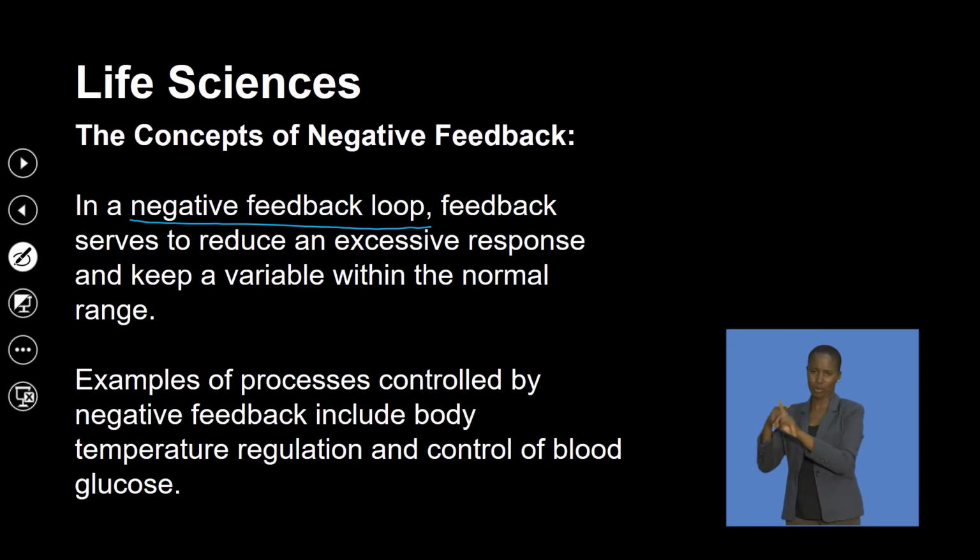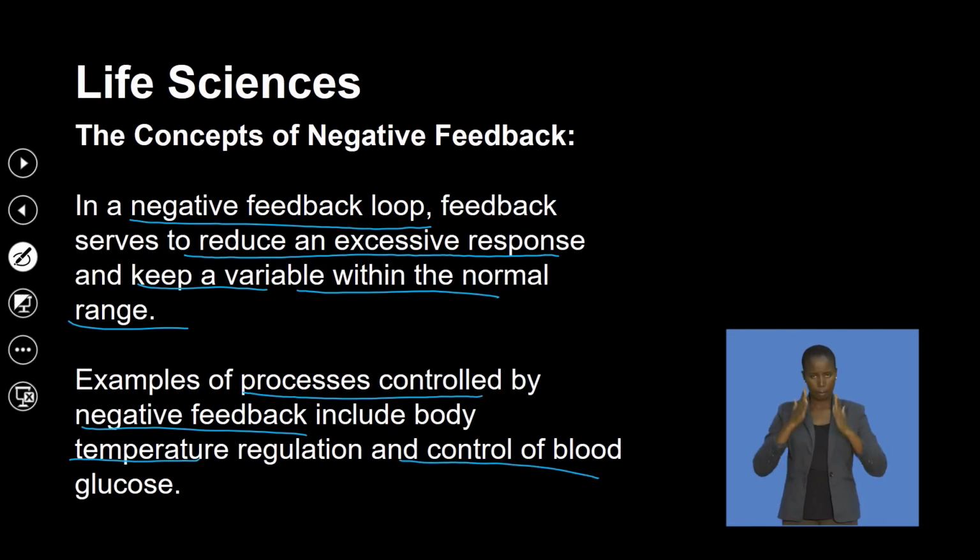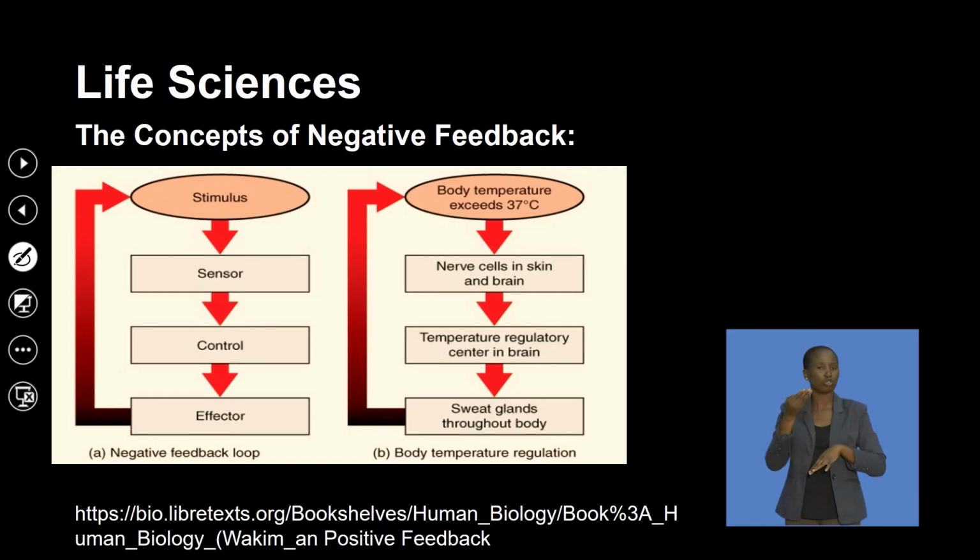So a negative feedback loop serves to reduce an excessive response and keep a variable within the normal range. Examples of processes controlled by negative feedback include body temperature, the control of blood sugar levels, and even your blood pressure. So that's a negative feedback loop. Let's end this session by looking at the concept of negative feedback using this diagram.